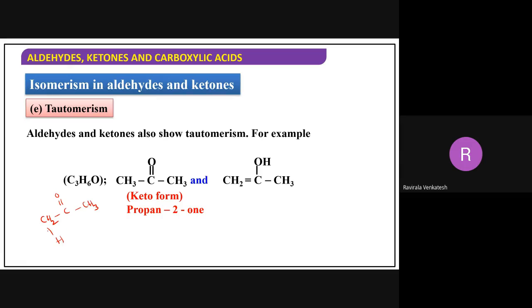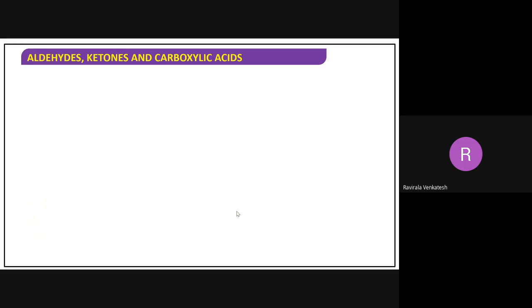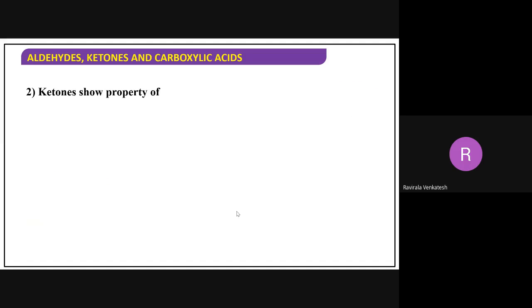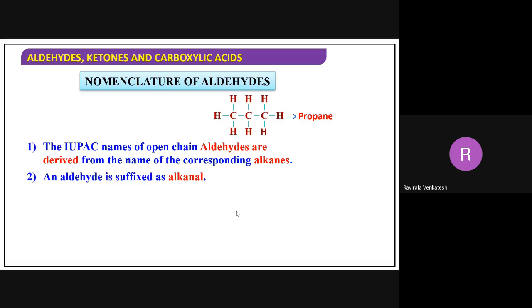Take one hydrogen here, put this one here, and shift the pi bond here, and shift the hydrogen here. You will get this one. Right? It's about the tautomerism, but it is not there in the syllabus. Leave this one. You do not need that much property. Directly I will shift to nomenclature now.